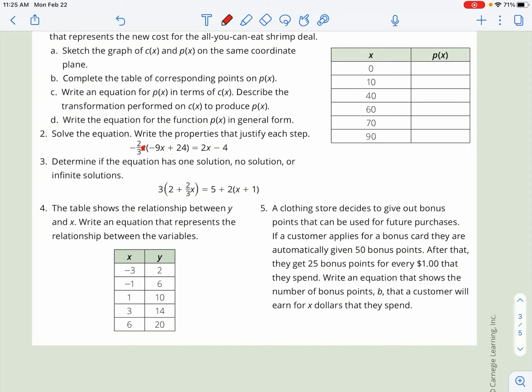Excuse me. And last one for tonight is review number 4. The table shows the relationship between y and x. Write an equation that represents the relationship.